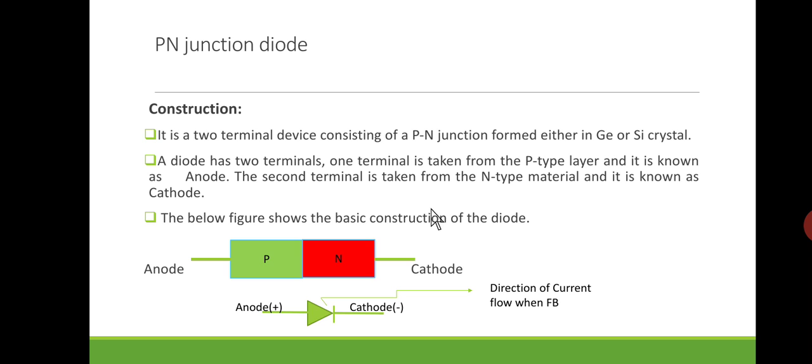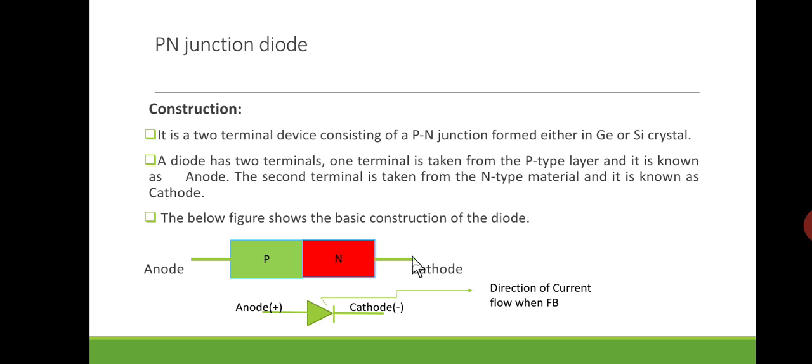As we know, the PN junction diode contains P and N type material. How is it constructed? They take any one material, silicon or germanium. That means PN junction diodes are constructed using silicon or germanium semiconductor material. Half of that material is doped with P type impurity, and the other half with N type impurity, as shown here in the figure.